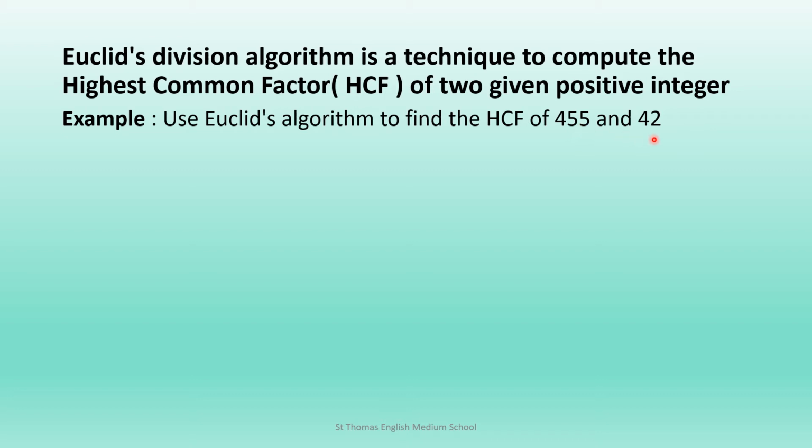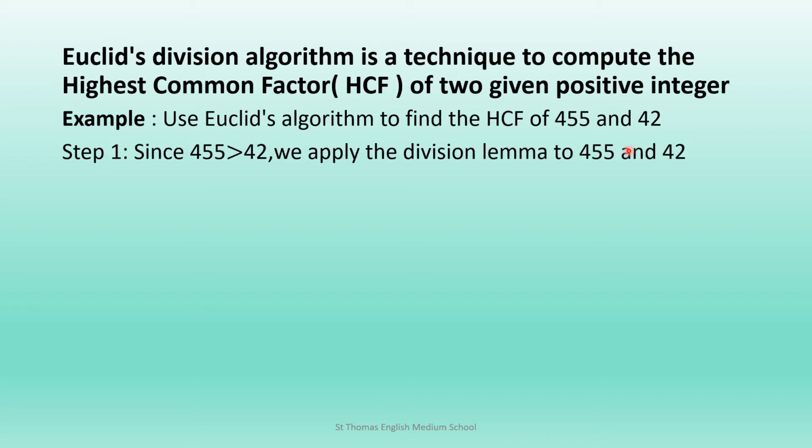Here, two numbers are given. The greatest number you have to take as the dividend and the other number as the divisor. So in step 1, you have taken 455 is greater than 42. So you are applying division lemma to 455 and 42. Therefore, you can write 455 equal to 42 multiplied by 10 plus 35. Here, 42 is the divisor and 35 is the remainder.